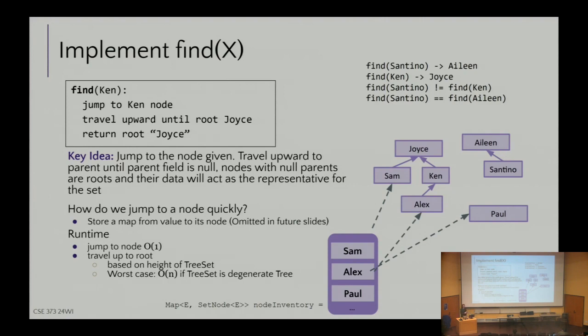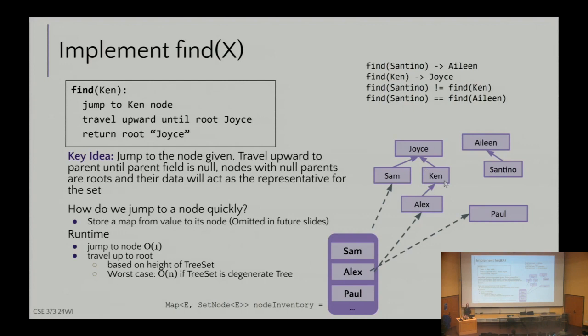So when I ask for find, let's say I want to find Ken, the first thing I'm going to do is I'm going to come to my node inventory hash map. And I'm going to say, node inventory hash map, get me the pointer to the set node that contains Ken. And I'm going to bloop, bloop, jump right here to this node.